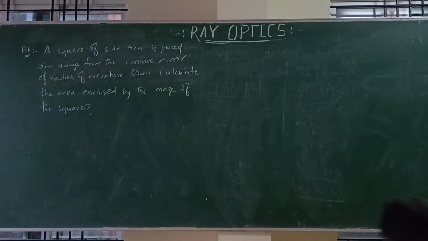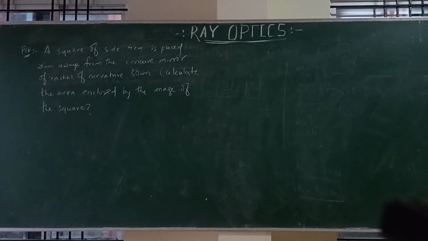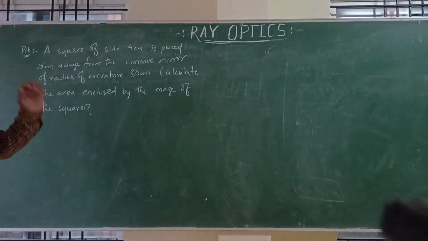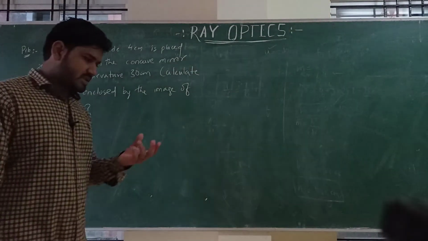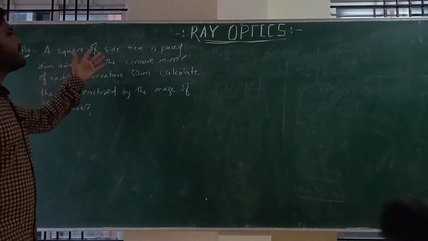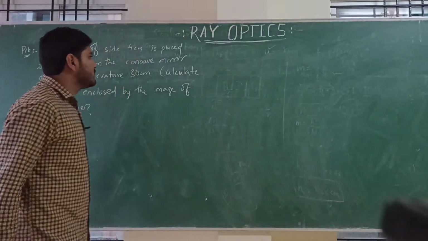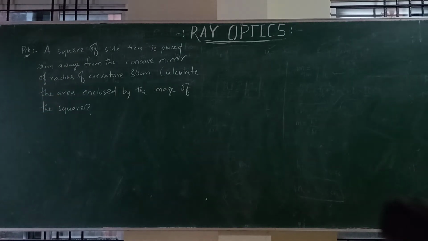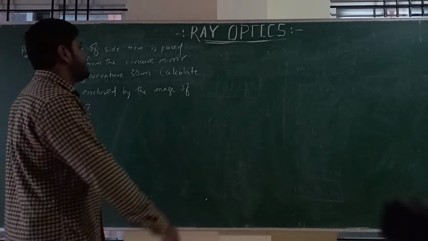So let's solve this question. If you can, just pause the video and try to solve this question. Everything you know, just a little bit of alteration is there. So everything you know, no problem. A square of side 4 cm is placed 20 cm away from the concave mirror of radius of curvature 30 cm. Calculate the area enclosed by the image of the square.